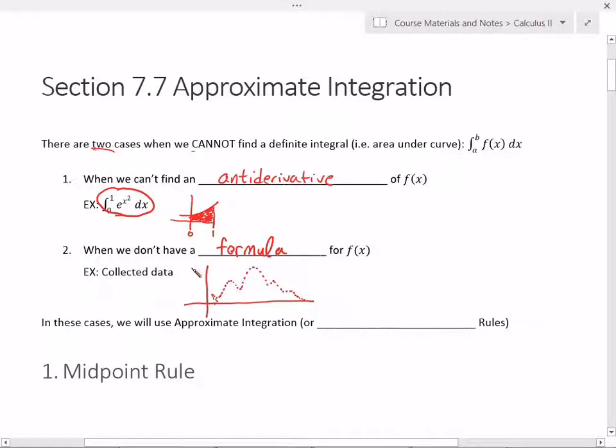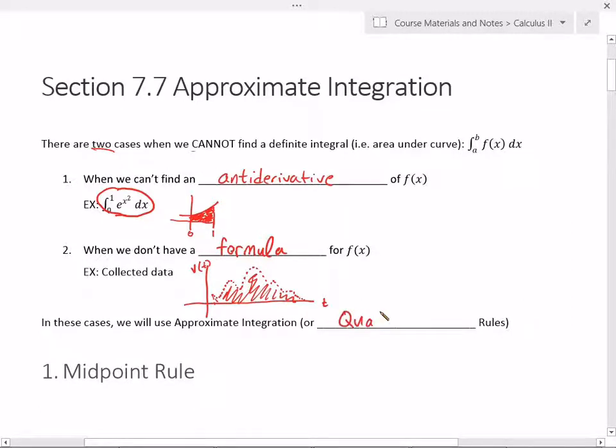For example, if this was a velocity measure, you were measuring the speed of something at every given point in time t, to find out how far it traveled, you would find the area underneath that curve, right? But the problem is you don't know the formula. So how do you find an integral if you don't know the formula? Well, today's technique actually lets you do that. Okay? These cases will allow us to use something called approximate integration. That's the title of this section.